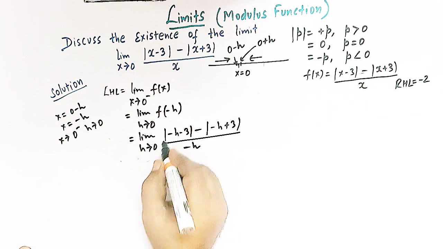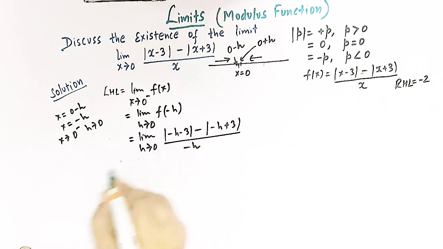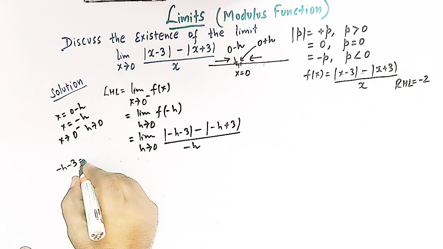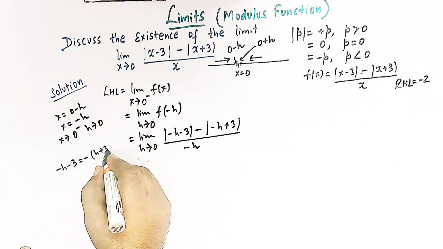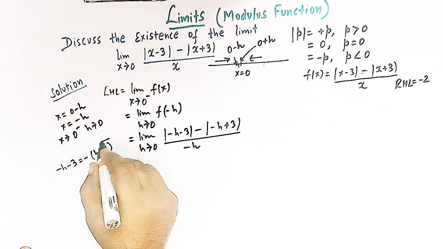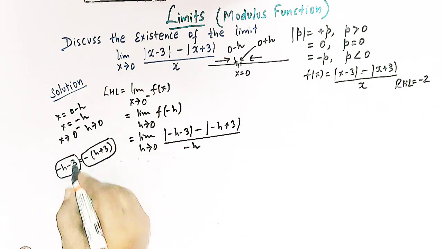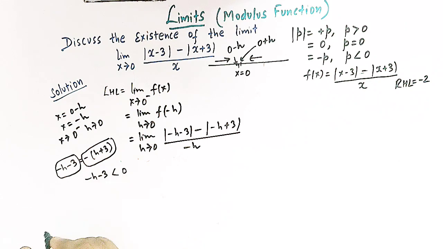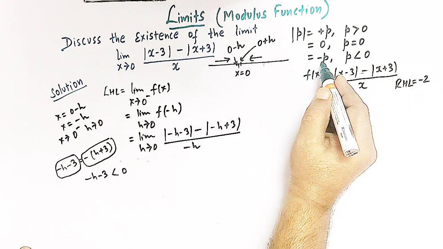So let us first see this quantity, that is -h - 3. Now see, -h - 3 can be written as -(h + 3), right? So this quantity is negative, that is -h - 3 is less than 0, right? So we'll make use of this part of the definition.